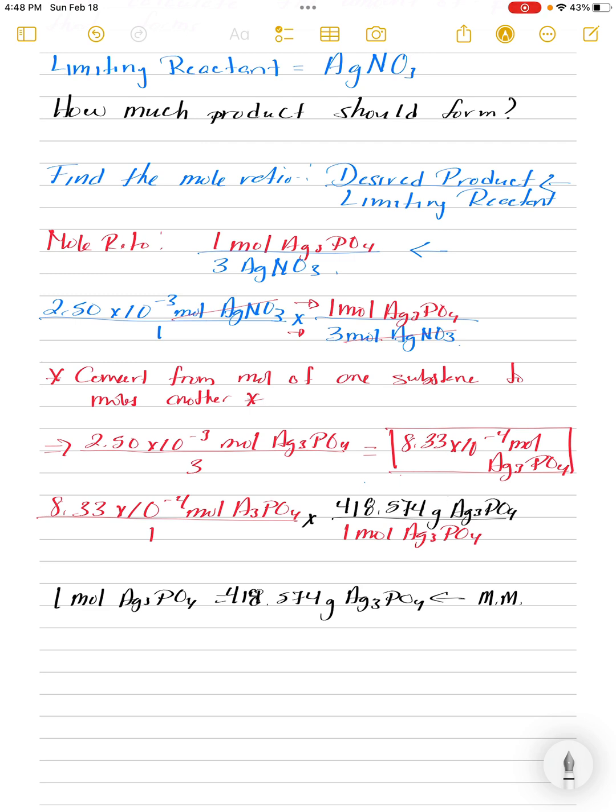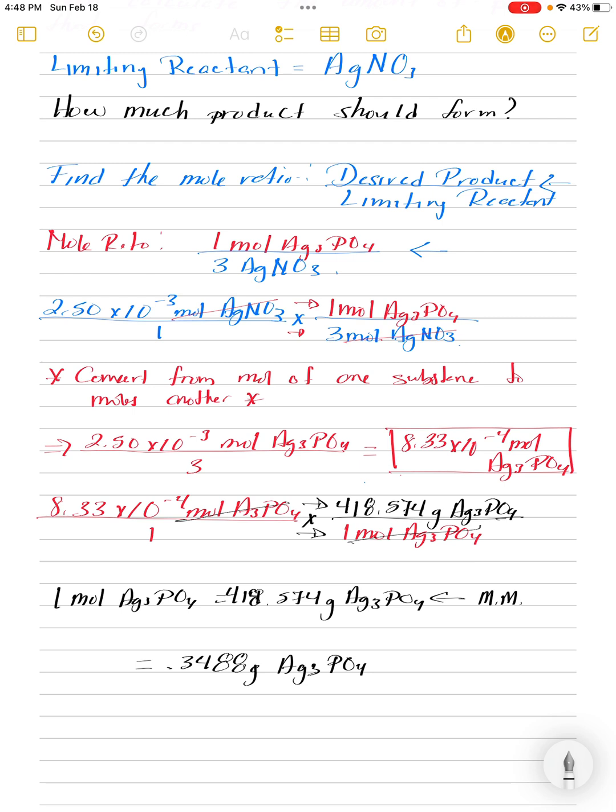Now, don't try to remember, oh, do I multiply? Do I divide when I'm going from grams to moles or moles to grams? Don't try to remember that. Always set up the conversion, and the conversion will tell you exactly how you need to do it. In this case, because I have it set up in this way where the moles cancel, I'm going to multiply straight across. So to get this answer, I'm going to take 8.33 times 10 to the negative 4 and multiply it by 418, and that should give me my answer, which is 0.3488 grams of silver phosphate.